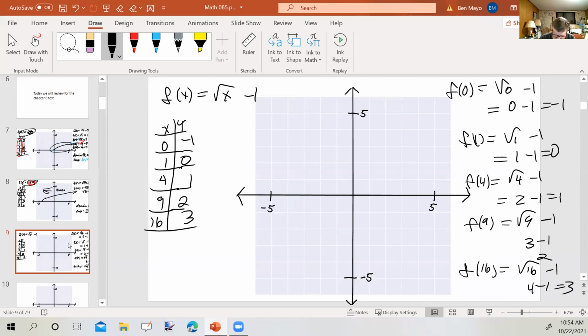So now, graphing that one, let's see what I get. When x is 0, y is -1. When x is 1, y is 0. When x is 4, y is 1. When x is 9, we're off the graph. So this thing looks like that. Okay. And the domain would be what? From 0 to infinity. But the range would go from -1 to infinity, right?